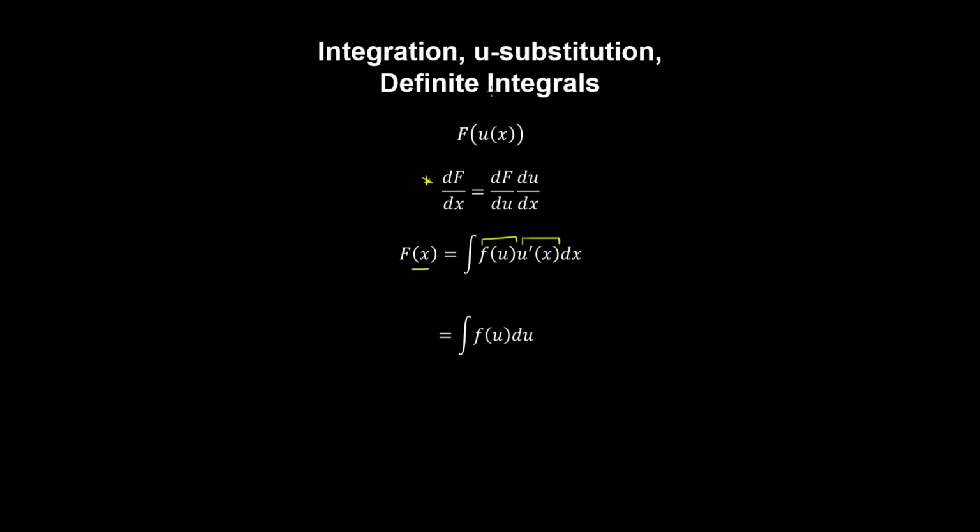Now where we have a definite integral, and we're integrating with respect to x, we're going to integrate from some x equals a to another x equals b. So when we apply u-substitution to a definite integral, we need to change the limits of integration. And remember that u is a function of x, so we instead integrate from u of a to u of b. And this will become more clear when we look at example problems.